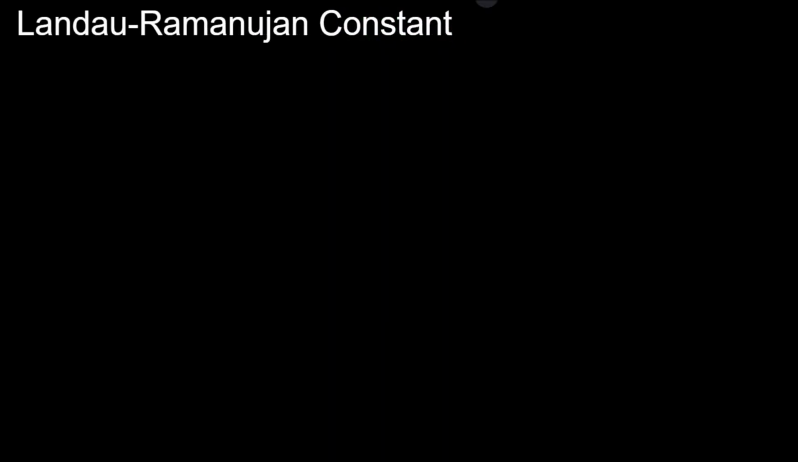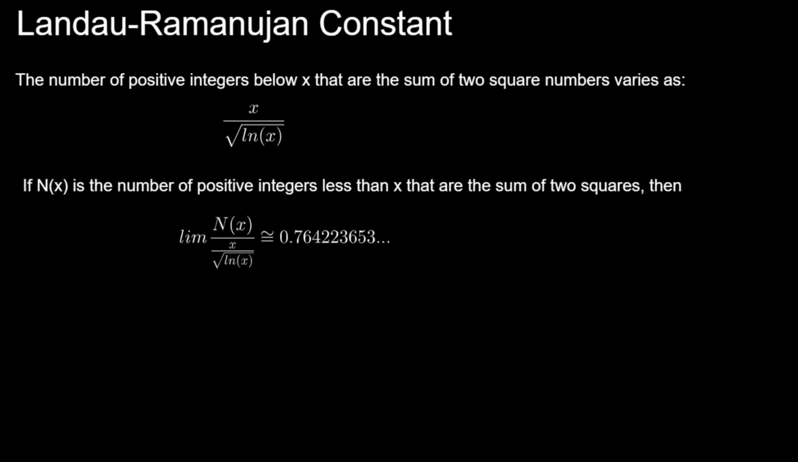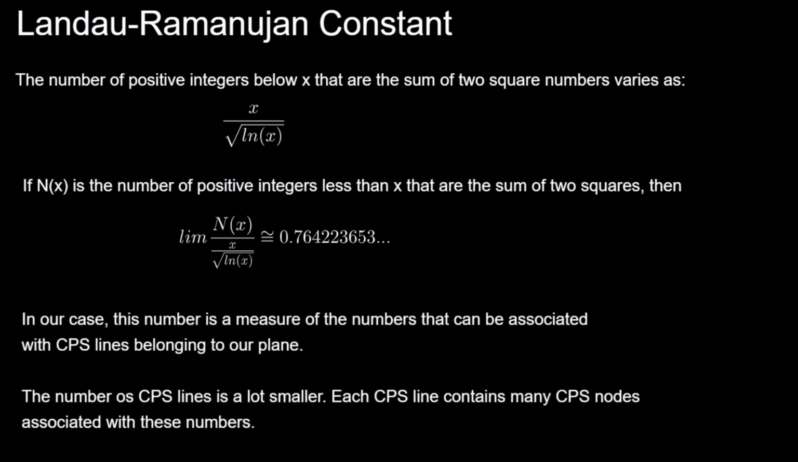The last thing I want to mention here is the Landau-Ramanujan constant. In number theory, this constant is defined as the limit of the ratio between a large number n and the number of numbers smaller than n that can be written as a sum of two squares.